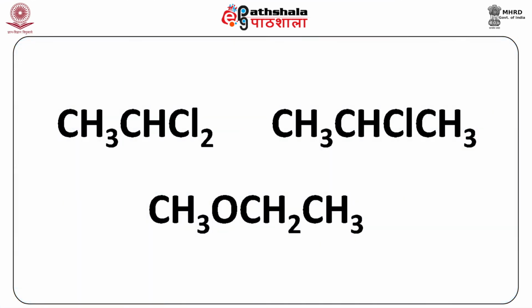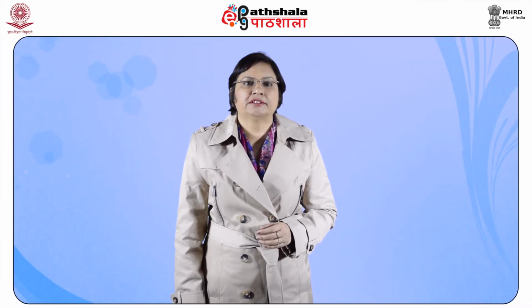Let us take another question here. What spin-spin coupling patterns will you expect for each distinct set of hydrogen nuclei in these given molecules? They are CH3CHCl2, CH3CHClCH3 and methyl ethyl ether. Now, let us see how to get this answer.